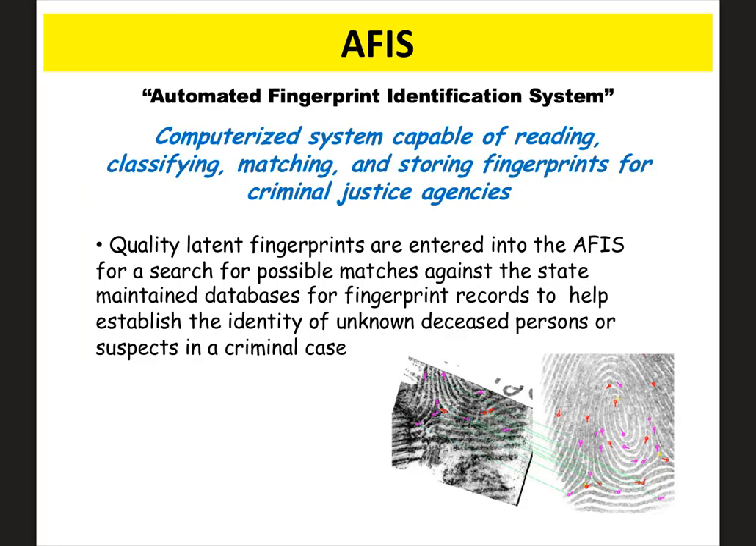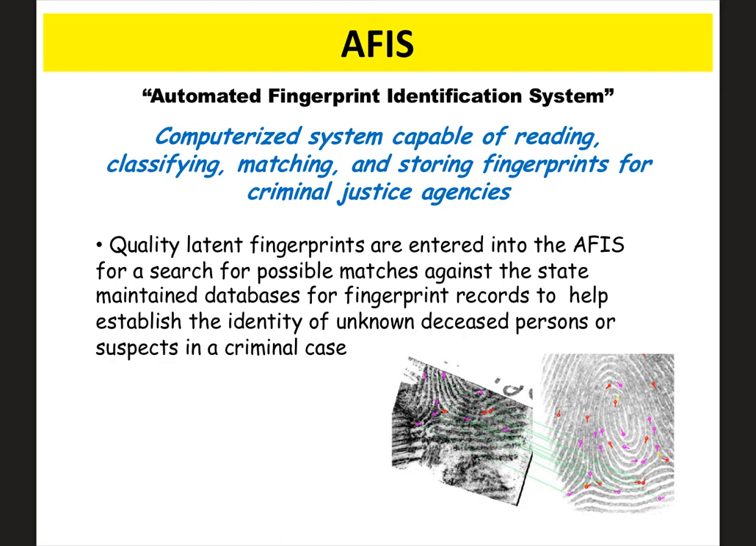AFIS is the computer system here that can store prints and can be used to match prints. So if a print is found at a crime scene, it can be run through AFIS and it can be compared to the prints that are in the system and see if a match is found.